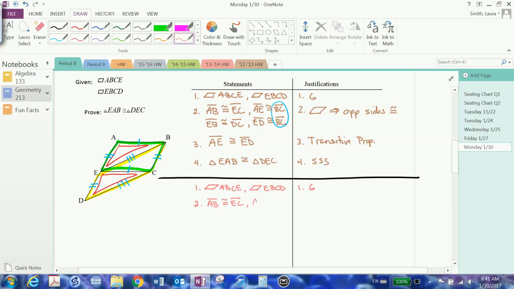I still need my transitive hook, right? Because I need my two sides. So I'm going to need AB congruent to EC. I need that. That's one of my sides. And I need AE to BC. And I need ED to BC. Now, I know that seems weird that I wrote it over there, but what I don't need is that fourth side. I just need this for the transitive.